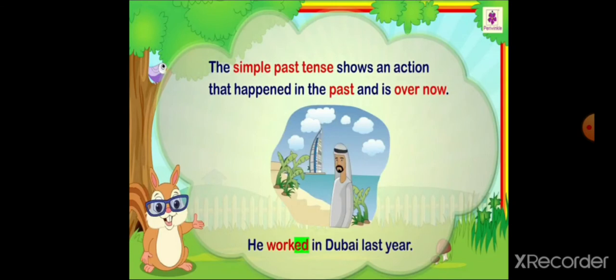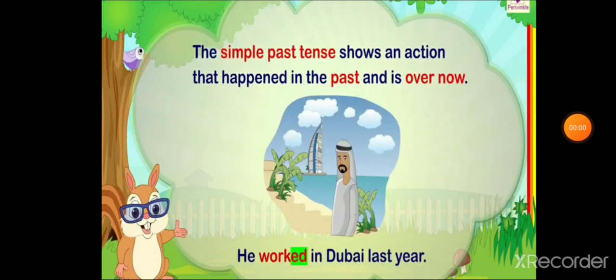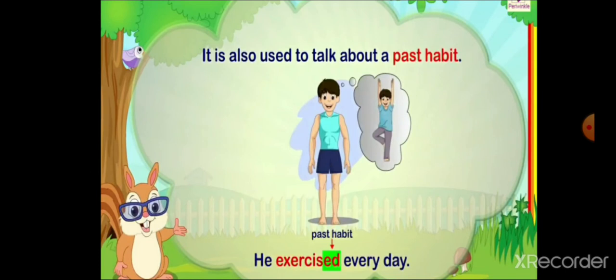The simple past tense shows an action that happened in the past and is over now. As I already told you, simple past tense tells that an action happened in the past and is over now. At this point of time, the action is finished. See the example. He worked in Dubai last year. In this, worked shows that the action happened in the past and is over now. Now let us see the next example.